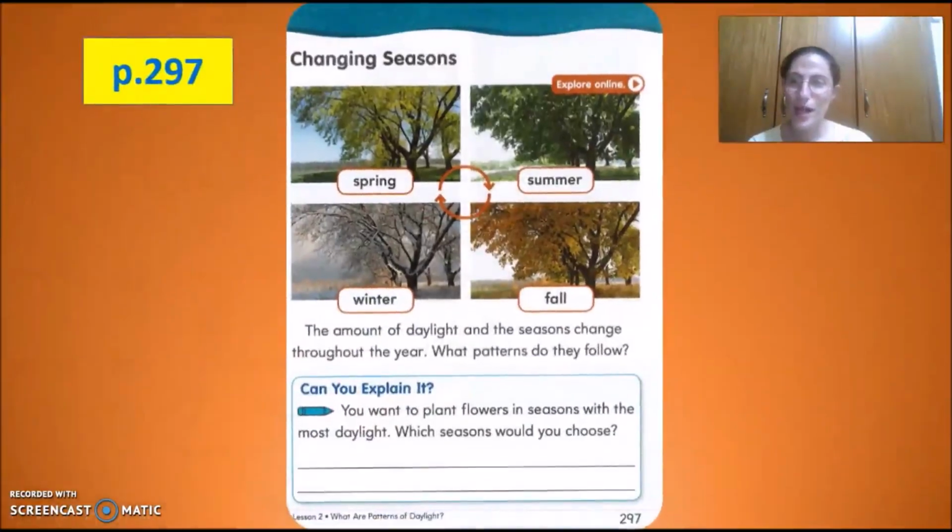We move on. We open to page 297, Changing Seasons. Let's take a minute to observe the picture. What can we observe in these 4 pictures? Spring, summer, fall, and winter. So we could spot that we are seeing the same tree throughout the 4 different seasons, throughout the whole year. Do you think that this tree is staying the same throughout the 4 seasons? Excellent. It is not staying the same. It's changing, right? And we're going to study in this lesson why it changes.